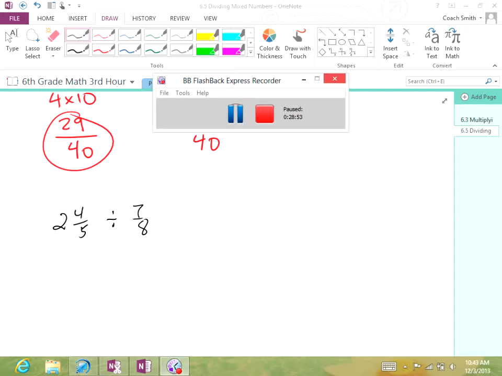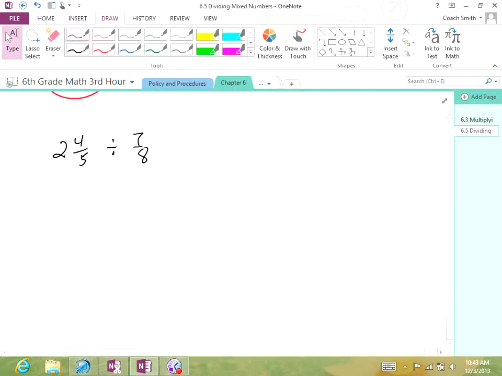We have 2 and 4/5. 2 and 4/5 is an improper fraction of what, Jesse? You have to multiply. You should have it there on your paper. It's an improper. Oh yeah, I got that. Wow, 14 over 5. Yeah, 14 over 5 divided by 7 over 8. We don't do anything to that. We don't have to change it to an improper fraction because it's already a proper fraction.